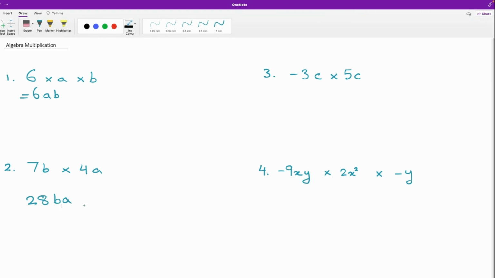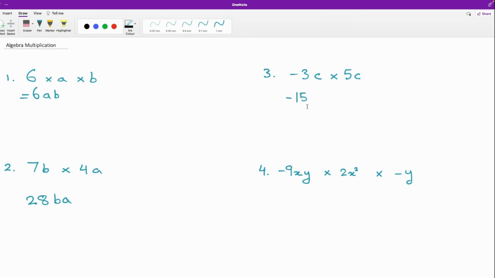With question 3, we have minus 3C multiplied by 5C. Let's have a look at our signs first. We have a negative multiplying with a positive. Whenever we have a negative multiplying by a positive, our end result will be a negative answer. So let's input that right over here. The second step is to have a look at our numbers. 3 times 5. 3 times 5 gives us 15. That's our second step done.